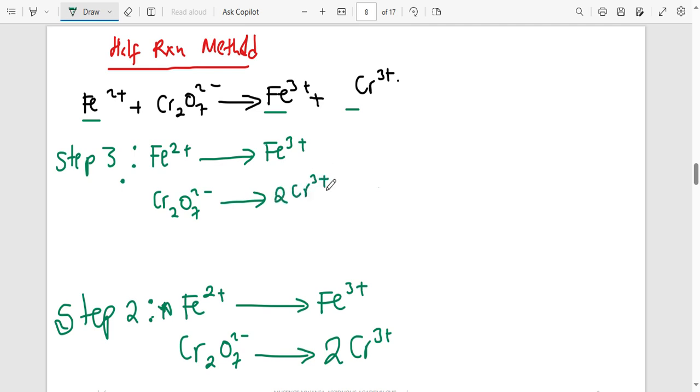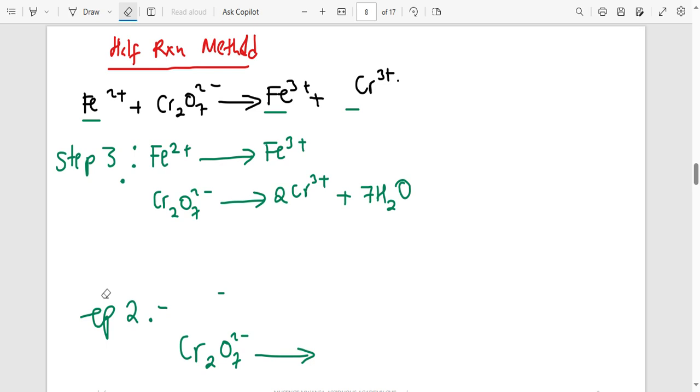Now for the equation that has oxygen, you can see there are 7 oxygens on the reactant. You don't have any oxygen on the product. You balance oxygen by adding water. Because you have 7 oxygens, you are going to add 7 water molecules. In the 7 water molecules, you have 7 oxygens, which will balance with the 7 oxygens here. So that is how you go about that. So we have balanced oxygen.